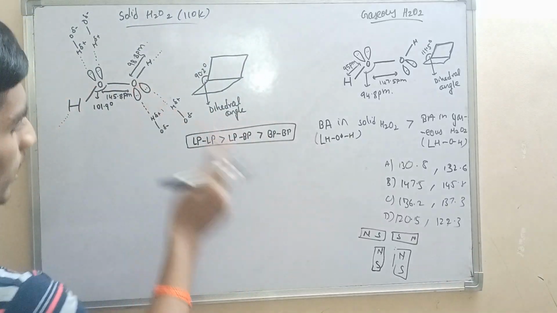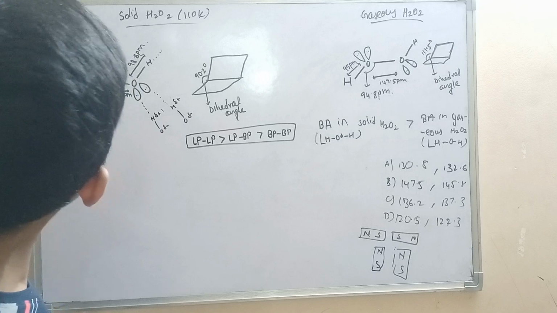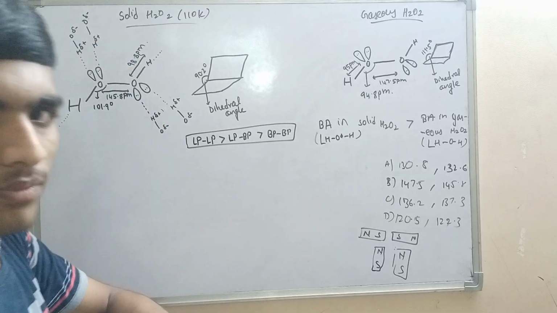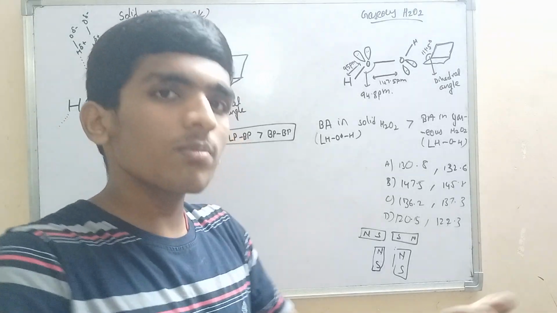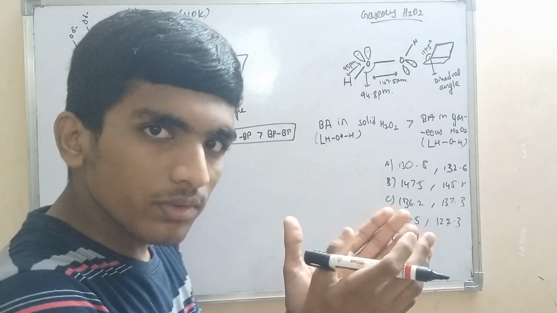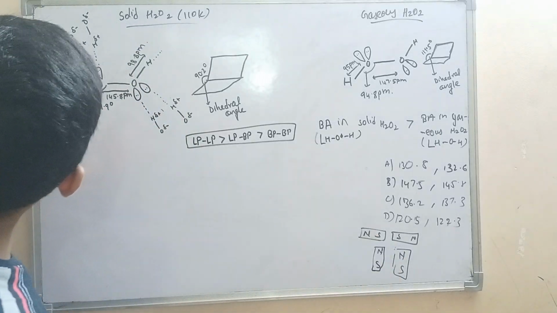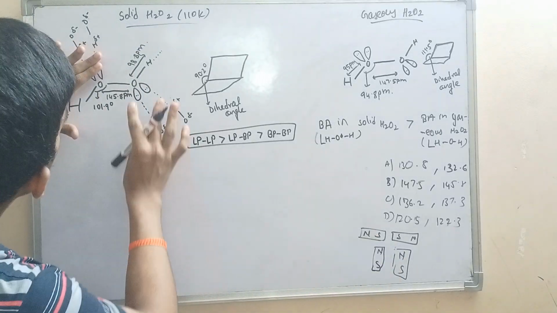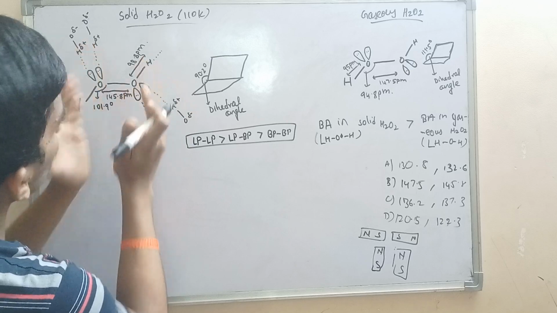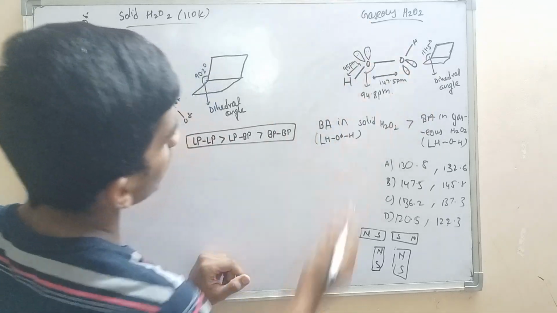Like this, by the same phenomenon, the repulsions decrease and the attraction between these both increases. We don't need to say whether it will be more or less. That is not the matter. The repulsions between lone pair and lone pair are decreasing. So what will happen at the start? See here, the repulsion is not decreasing because there is no attraction.